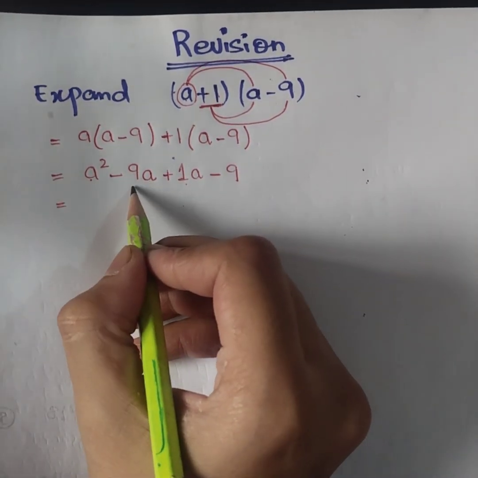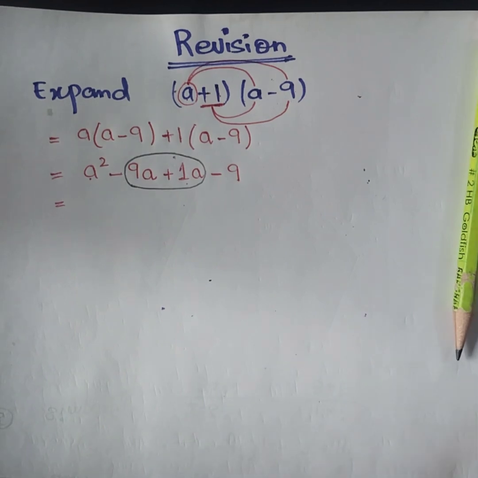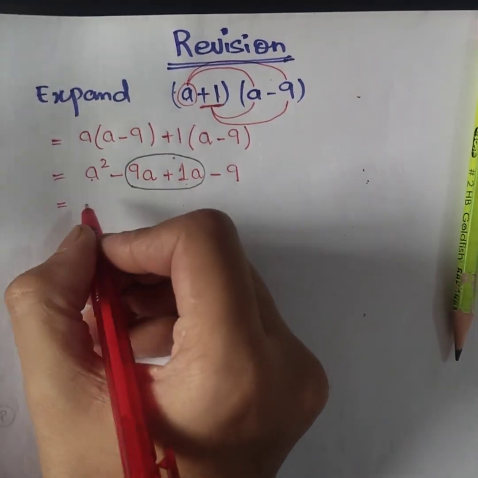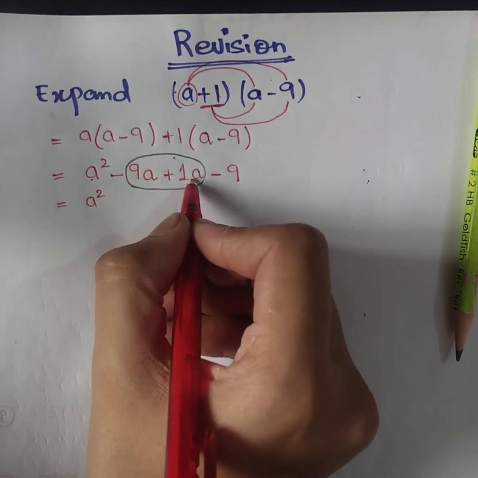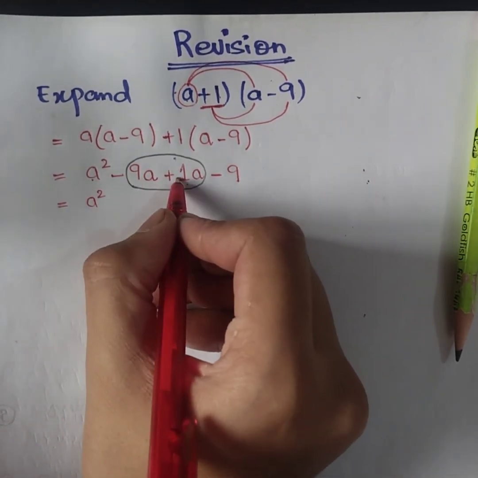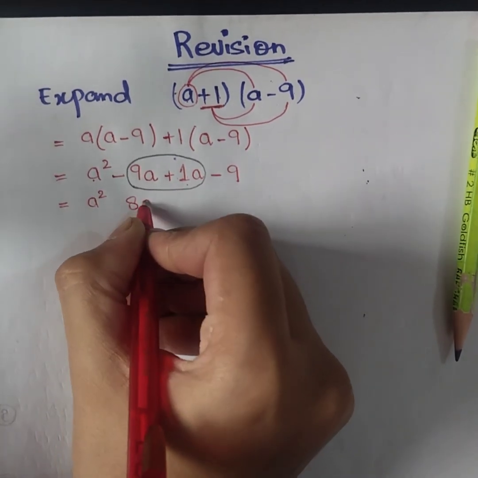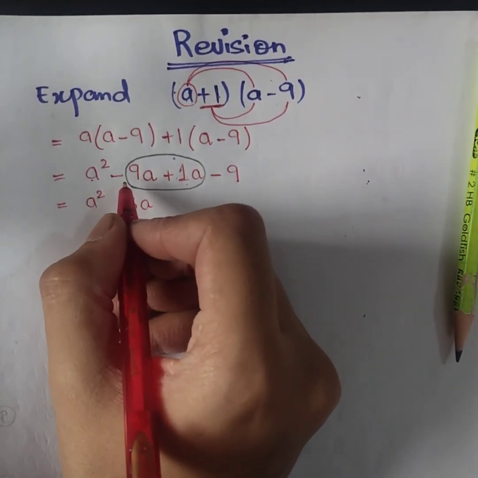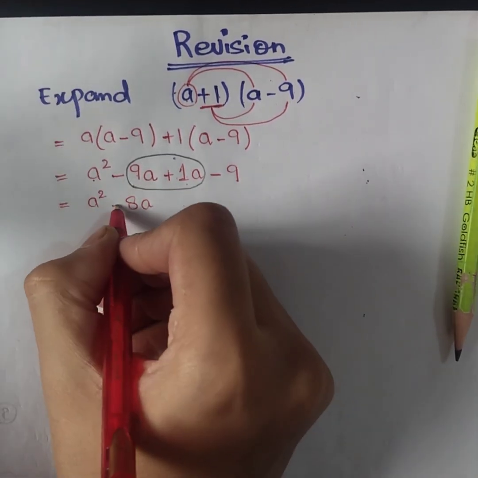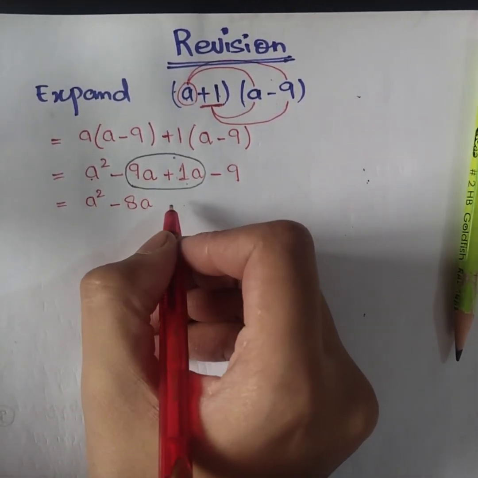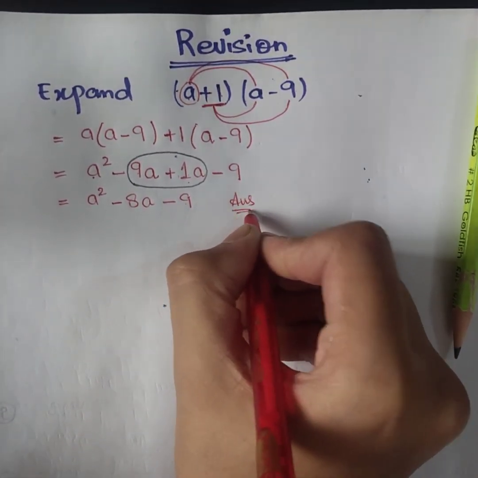Now by simplifying them, we see both the terms in the middle. You can see here these two terms are looking alike, so you can simplify them. You can write a square. These are minus 9a and plus 1a. Minus 9 plus 1 is minus 8a, and use the sign of the larger value. 9 is larger, so use the sign minus: minus 8a and minus 9 as it is. This is your answer.